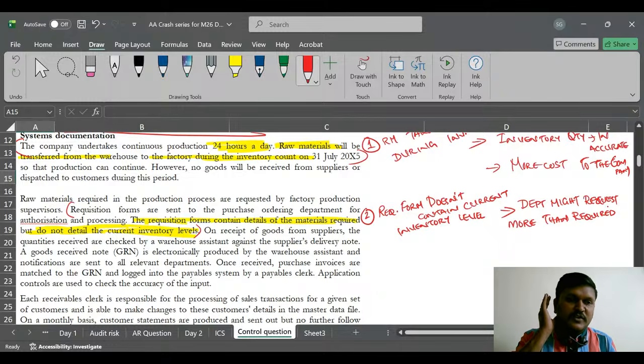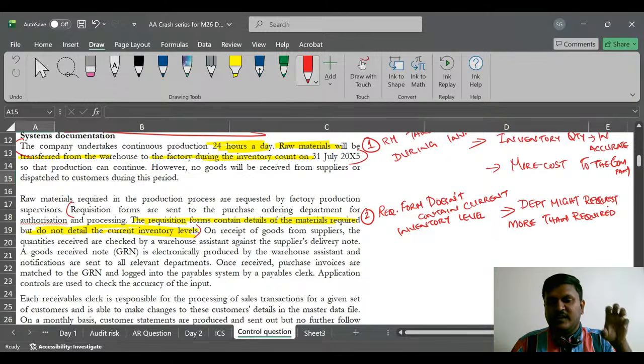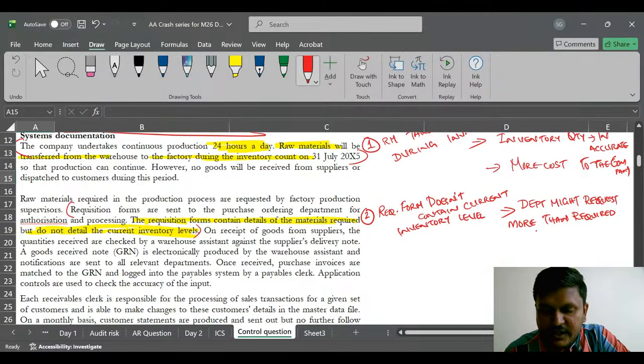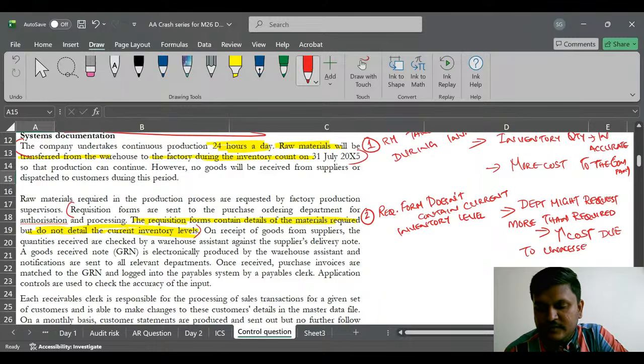Because of that, how much stock they are having with them will not be available to the stores department or warehouse department. So 2000 is sent, they do not use 2000, and that 500 will remain and become obsolete later. Or the store needs to make a requisition to the purchase department for 2000 units to refill, which will be an unnecessary cost. The impact would be increased cost due to unnecessary or not needed purchase of the raw materials.